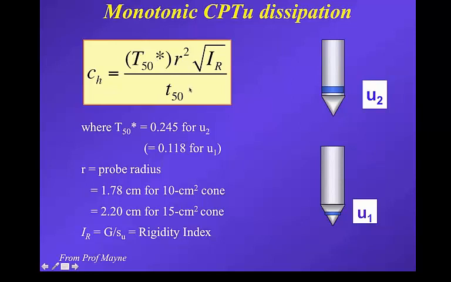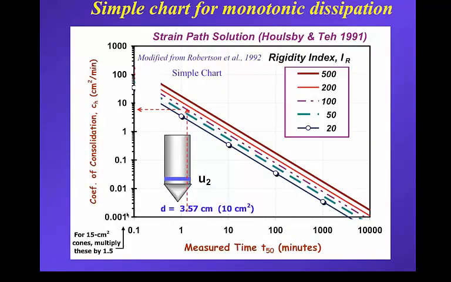is 0.245. So here's the equation. The coefficient of consolidation is this theoretical T50 times the radius squared times the square root of the rigidity index divided by the measured T50. And 0.245 is the theoretical T50 for the U2 position, and it's 0.118 for the U1 position. And R is the radius of the probe, which for a 10 square centimeter cone is 1.78 centimeters, and for a 15 square centimeter, just a little bit larger at 2.2 centimeters.